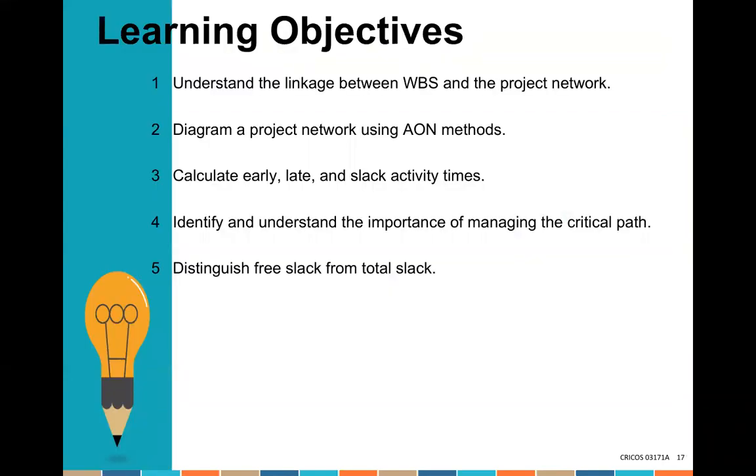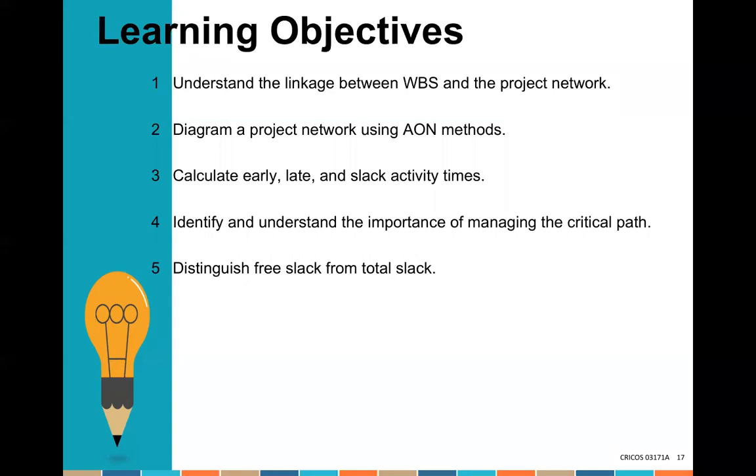What are the learning objectives? We're going to understand the linkages between a work breakdown structure and the project network. We're going to create a diagram of a project network using the activity on node method. We're going to calculate early, late, and slack activity times. So what is the early time? What is the late time? What is the slack? To name a few. We're going to identify and understand the importance of managing the critical paths in an organization, especially in very detailed projects. There might be more than one critical path for us to bear in mind at any point in time. It's about really knowing all of these things.